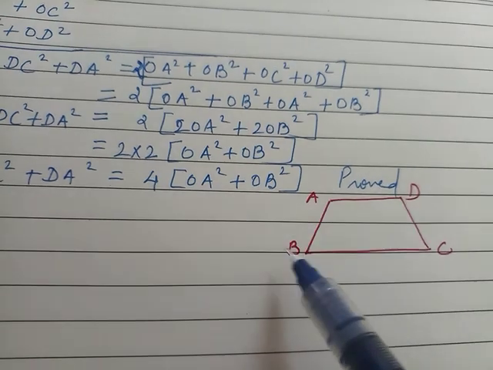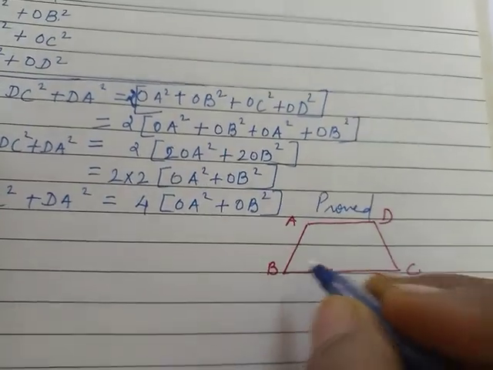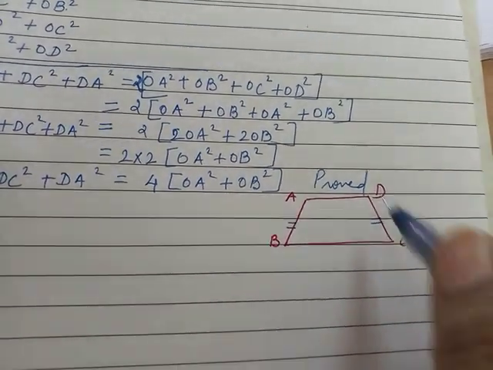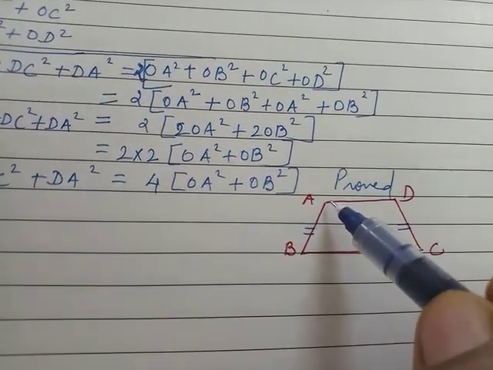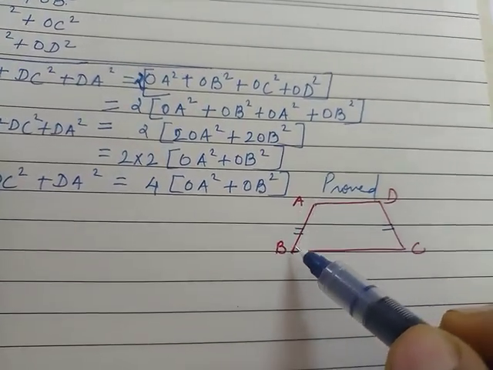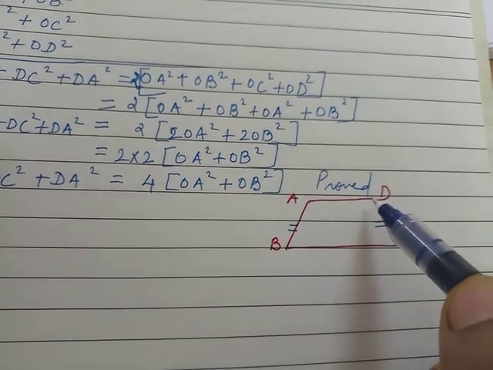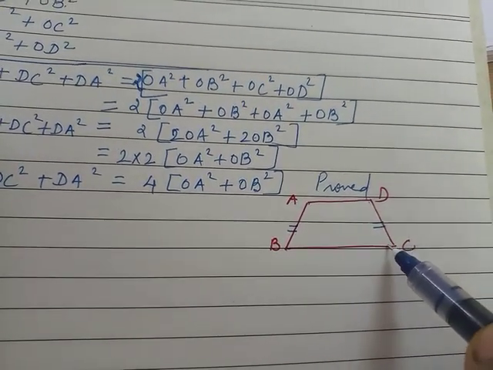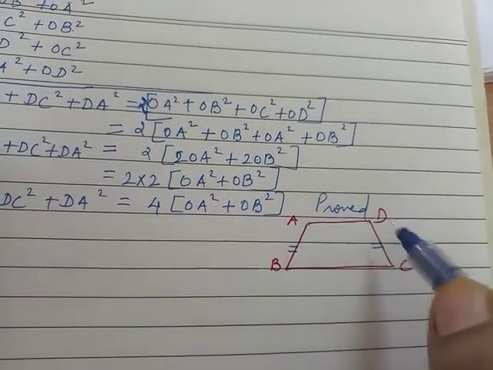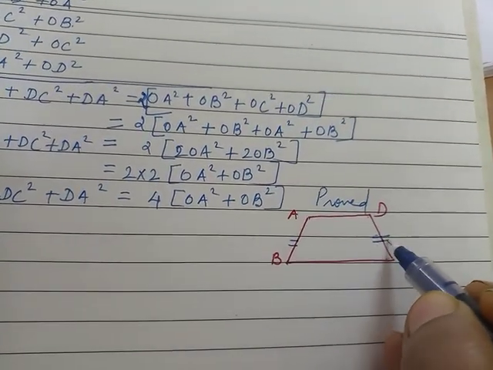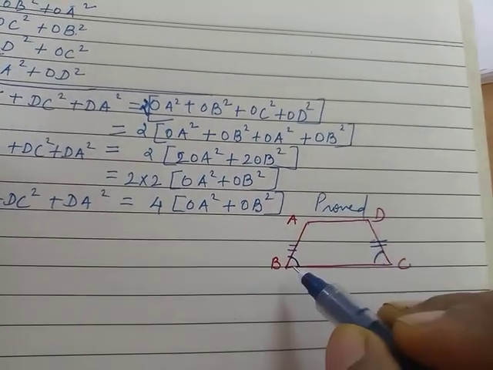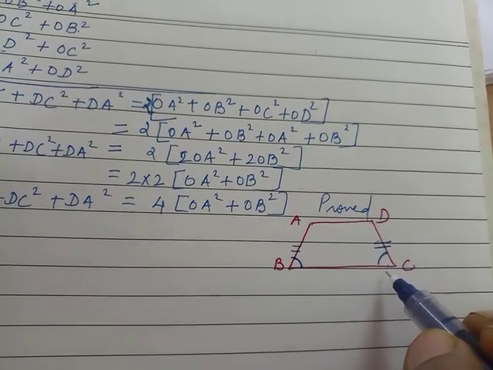I have drawn a trapezium ABCD in which AB is equal to DC. So this is an isosceles trapezium. We know very well the first property of trapezium, that the sum of two adjacent angles is supplementary. Angle A plus angle D is 180. Similarly, angle D plus angle C is 180. But it's an isosceles trapezium, AB is equal to DC. Therefore, their base angles are going to become equal. So angle B and angle C are equal.